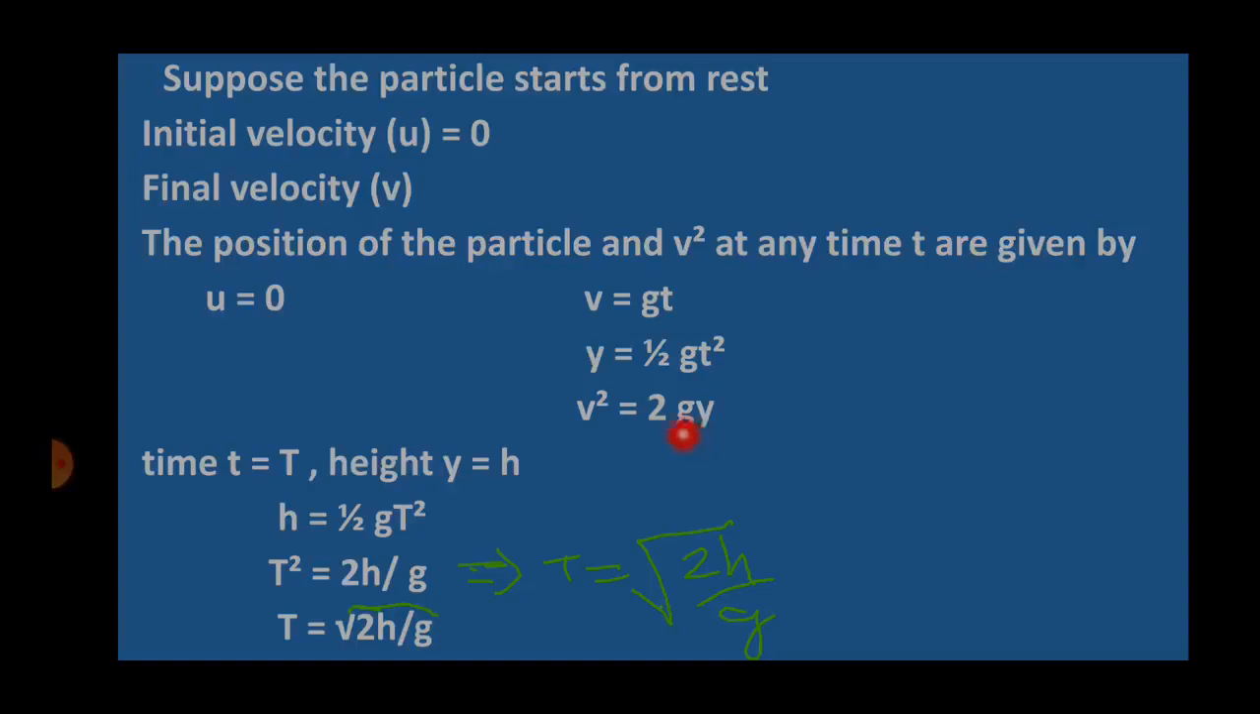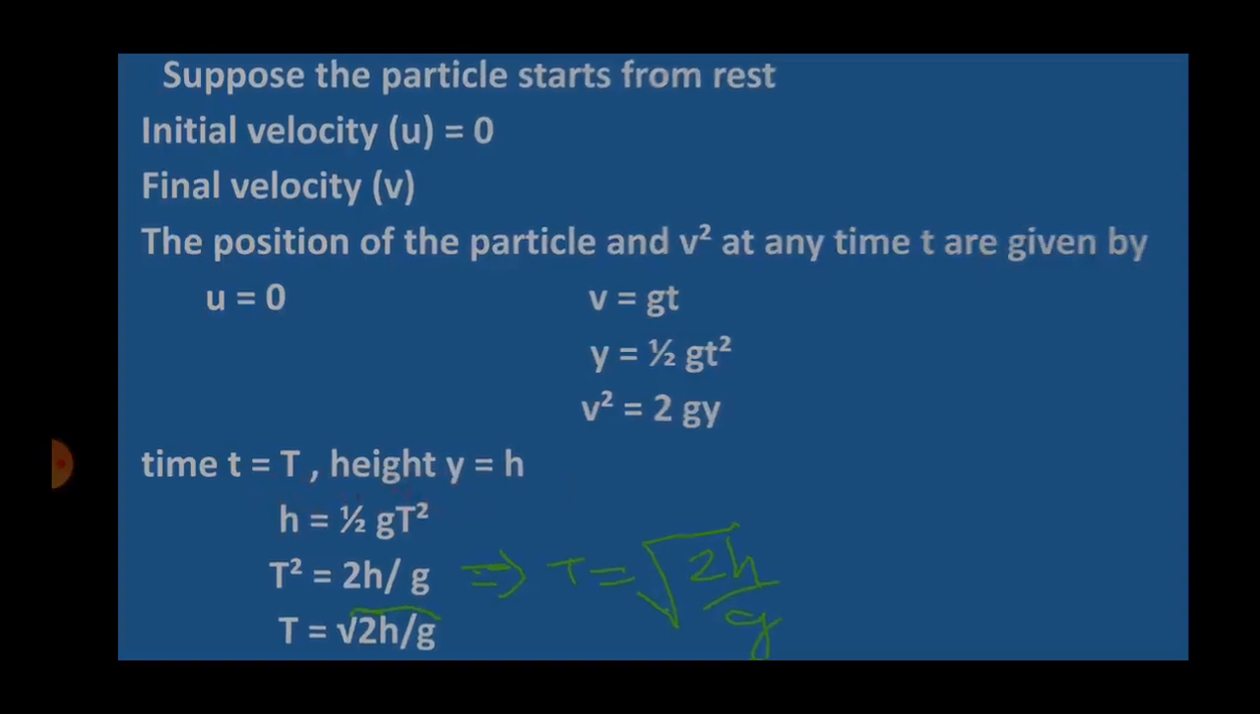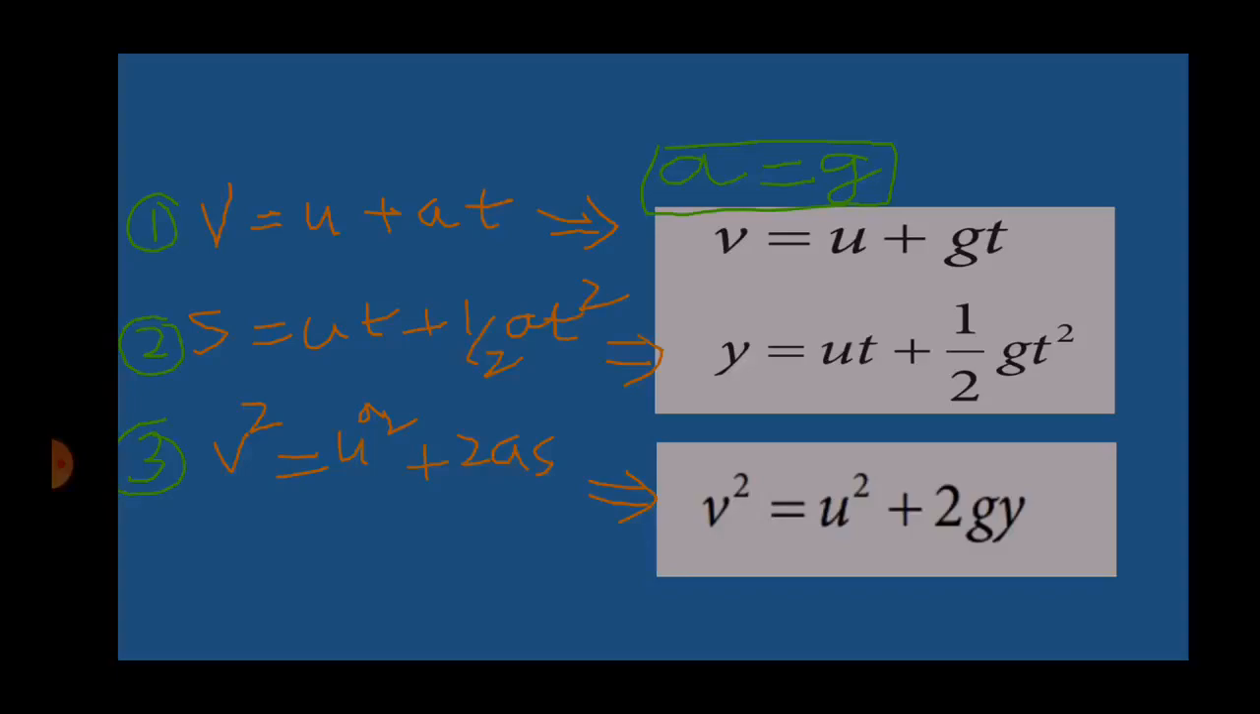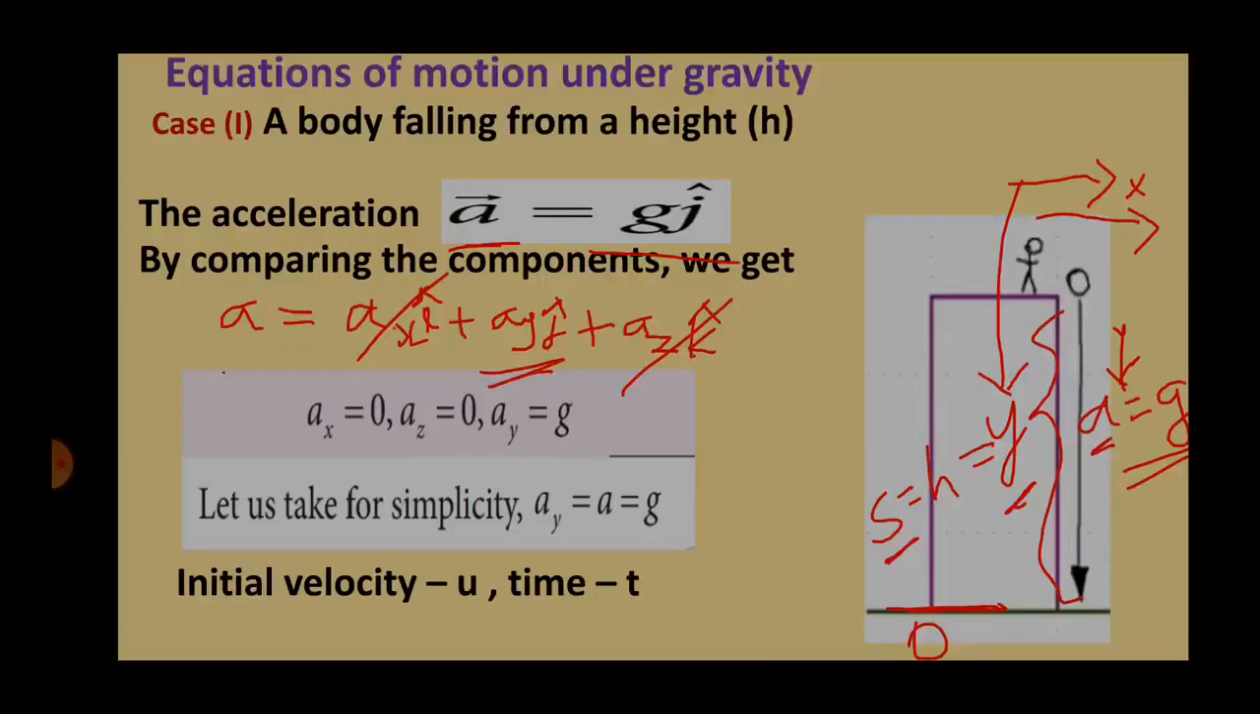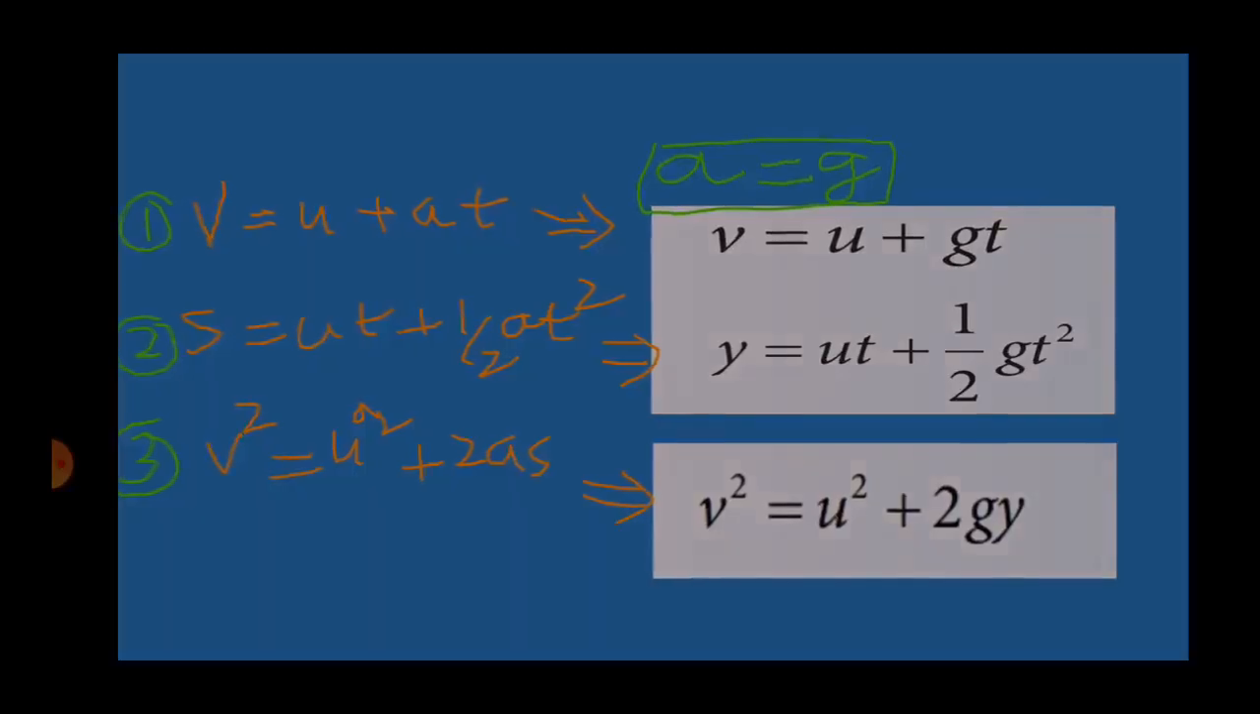Then the time t, small t, after it reaches the ground, that is the maximum time t. This is the time taken by the particle to reach the ground. So height y is equal to h. Now see from the diagram, the object top to bottom, that is the height h, is equal to y.